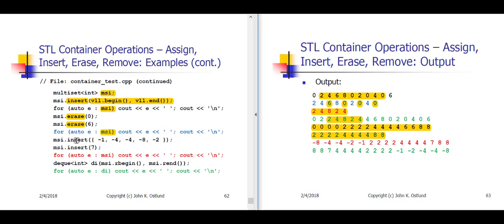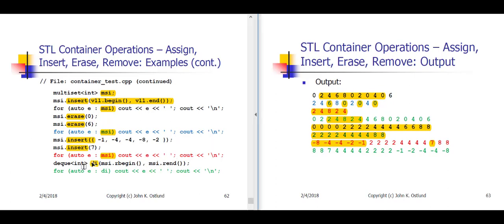Into msi, I can insert a specific collection of values by using the initialization list notation. Here I'm inserting 5 negative integer values. And I can also insert one value. Here I'm inserting a 7. So now, when I use yet another range for loop to display msi again, what I see is that all of the negative values have ended up in ascending order ahead of the positive 2, and the 7 has been correctly inserted between the 4 and the 8. So I still have this collection of values in ascending order.